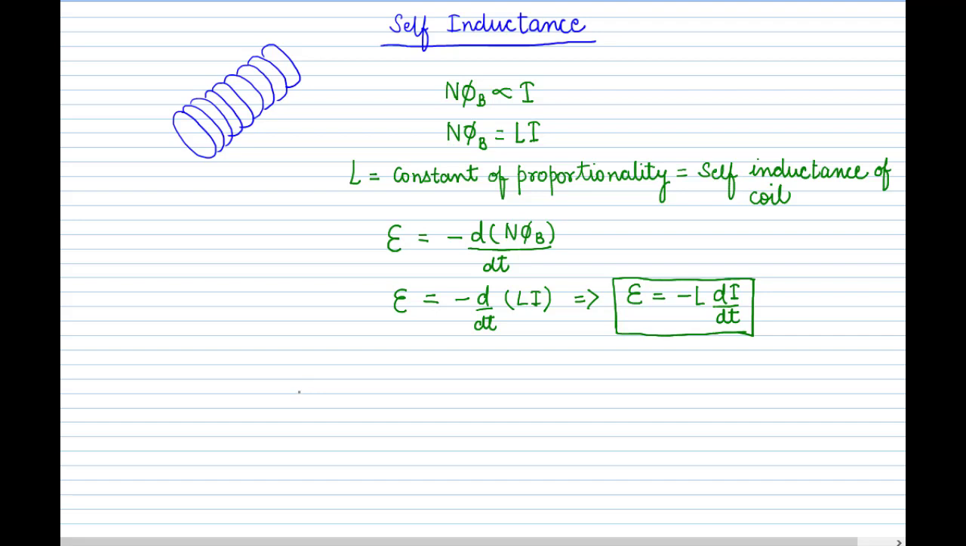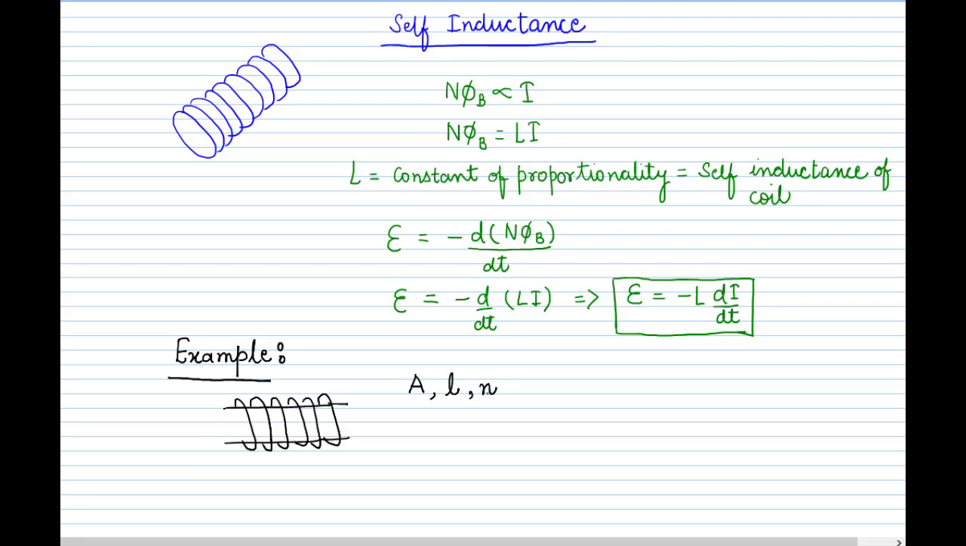So let us take an example. If we take a solenoid, this is a solenoid. A solenoid is a hollow cylinder where we wrap a number of turns of wire on it. That is known as a solenoid. So we consider a solenoid whose cross-section area is given by capital A, and the length of the solenoid is say small l, and small n is the number of turns per unit length.